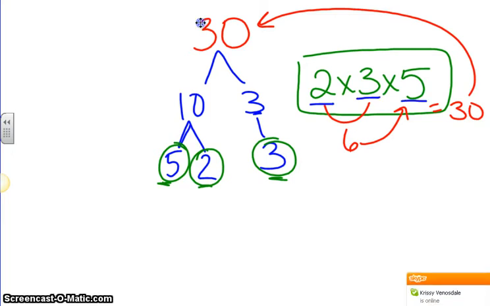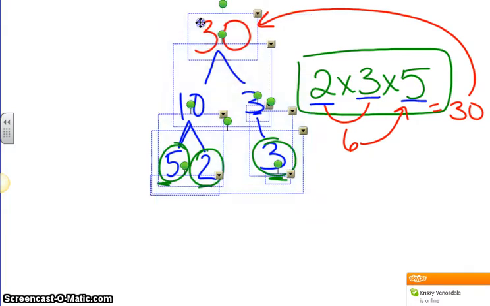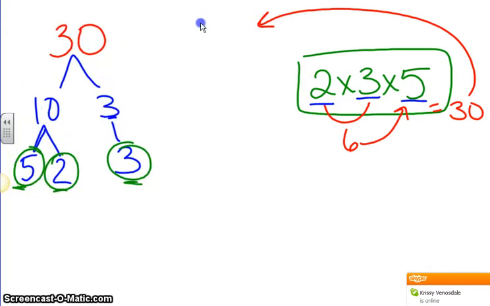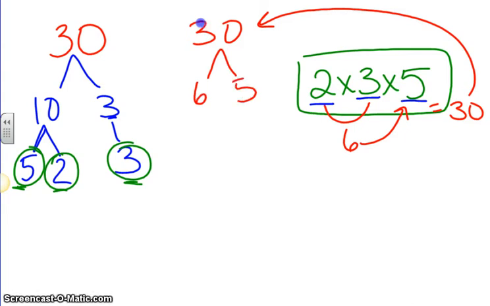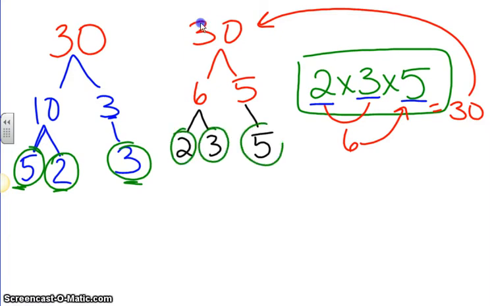Now, I said there was more than one way to do this, so if we look at this factor tree of 30, instead of using 10 and 3, it could have broken 30 down into 6 and 5, because 6 times 5 is 30. And then I would have broken 6 down into 2 times 3, and 5 doesn't break down. And if you notice, even though I broke it down differently, I end up with the exact same prime factors in the end. So in the end, the prime factorization is the same.